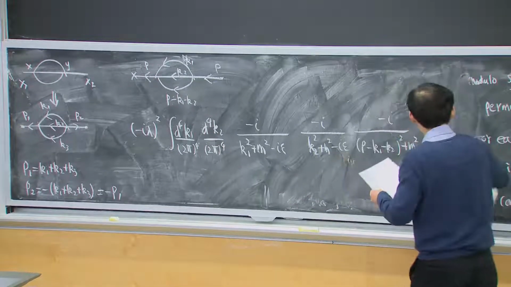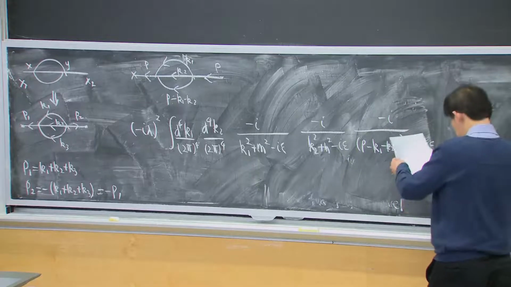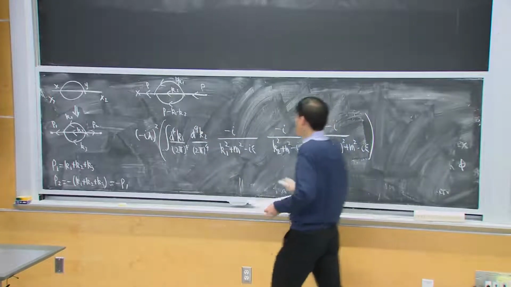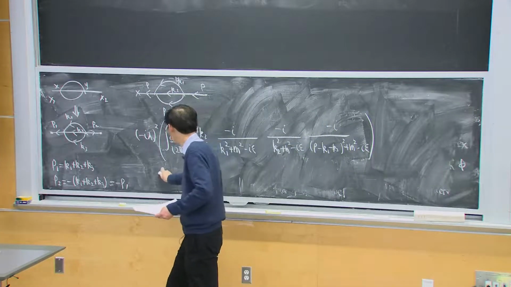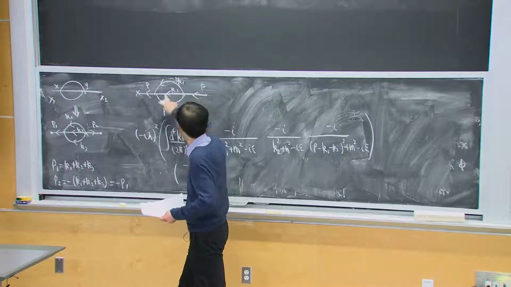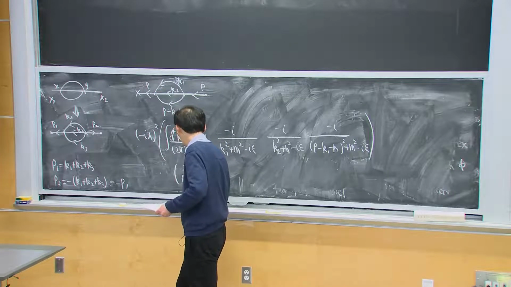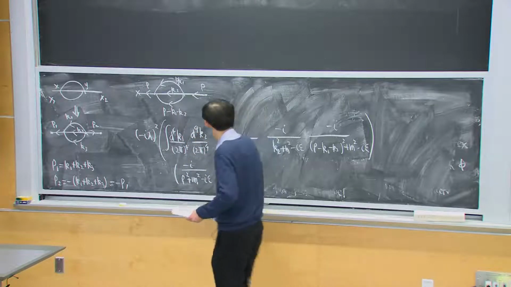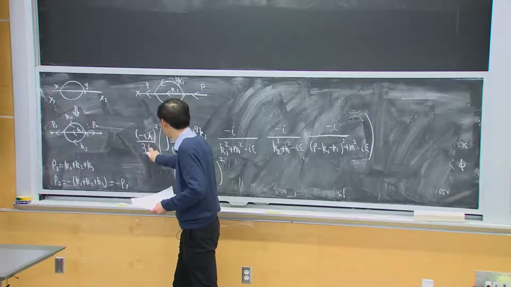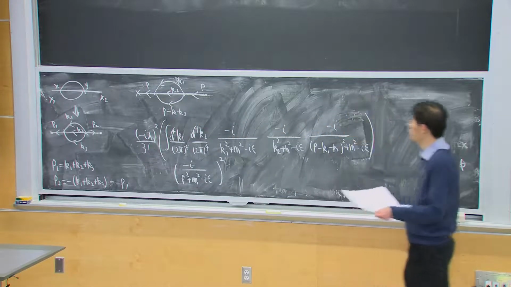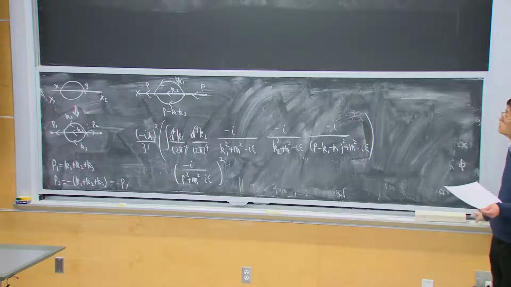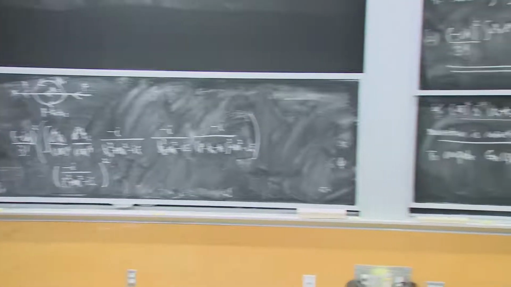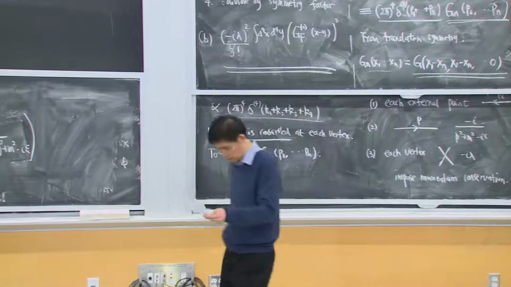Then we have the two external factors, which have the same momentum, so we just have minus i over p squared plus m squared minus i epsilon, squared. And then we divide by 3 factorial, corresponding to the symmetry factor. Okay, that's it. This is the expression for this diagram in momentum space. Okay, so let's stop here.